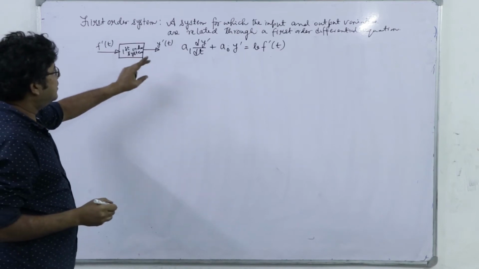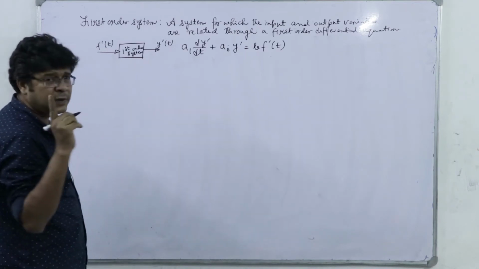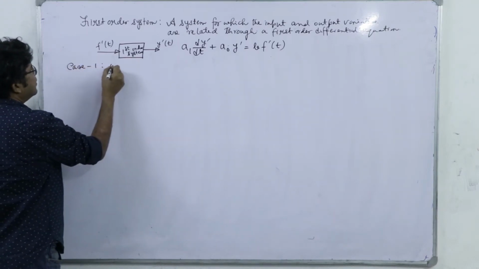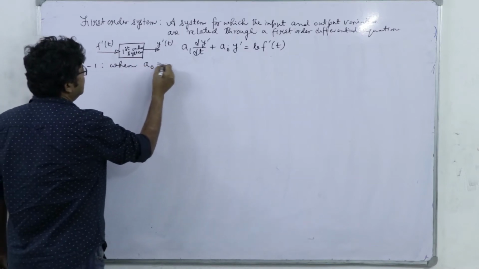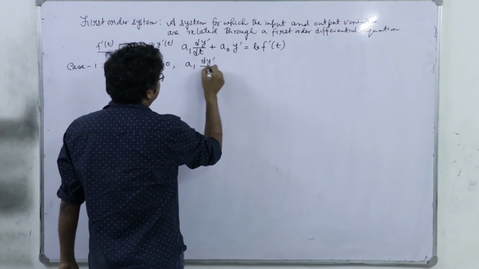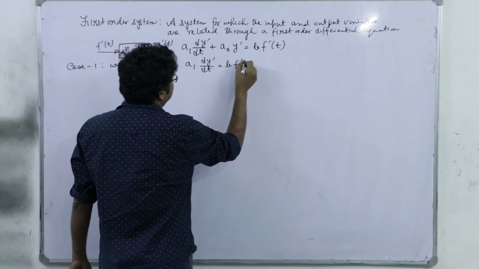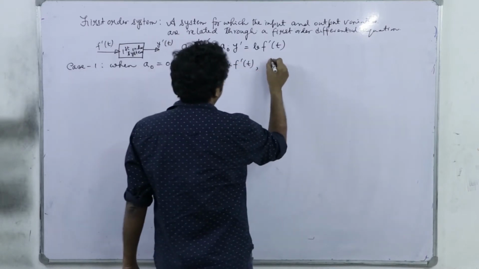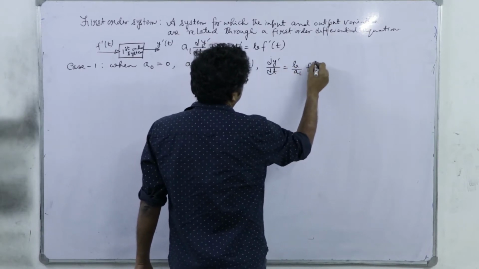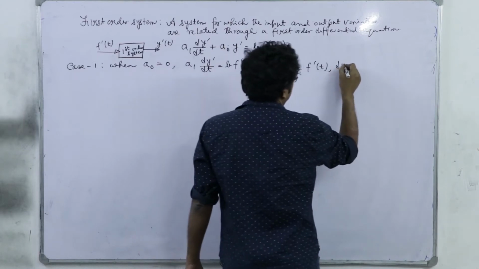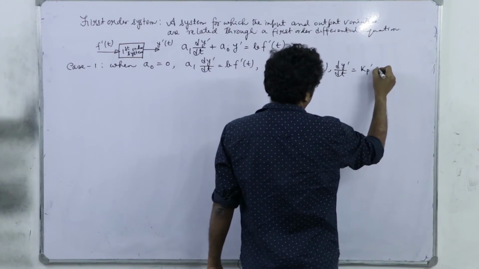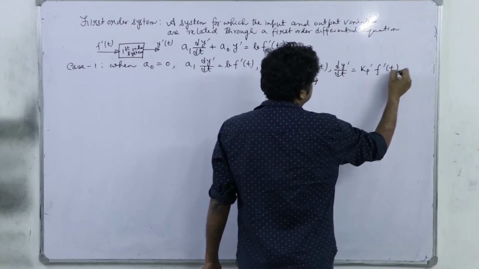So you see that here we can have two possible cases. When A0 is equal to 0. So A1 dy prime dt equal to B f prime t. So dy prime dt equal to B by A1 f prime t. So we write dy prime dt is equal to Kp prime, a system specific constant, into f prime t.